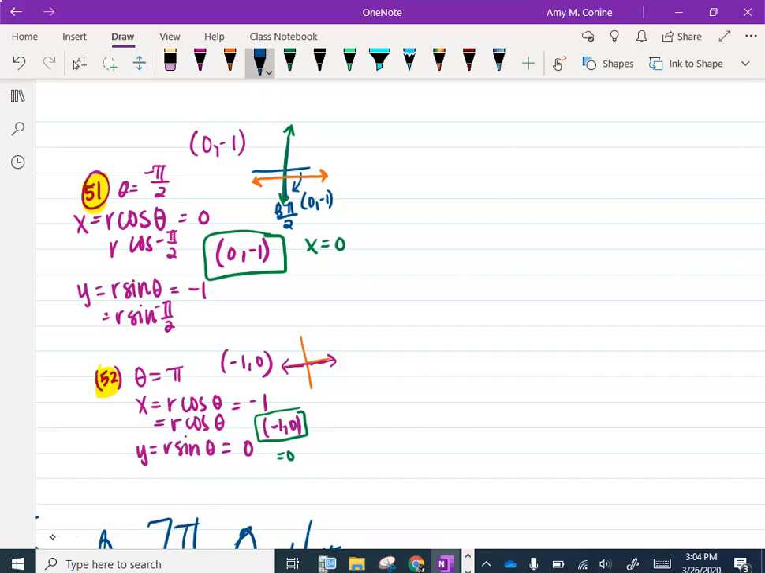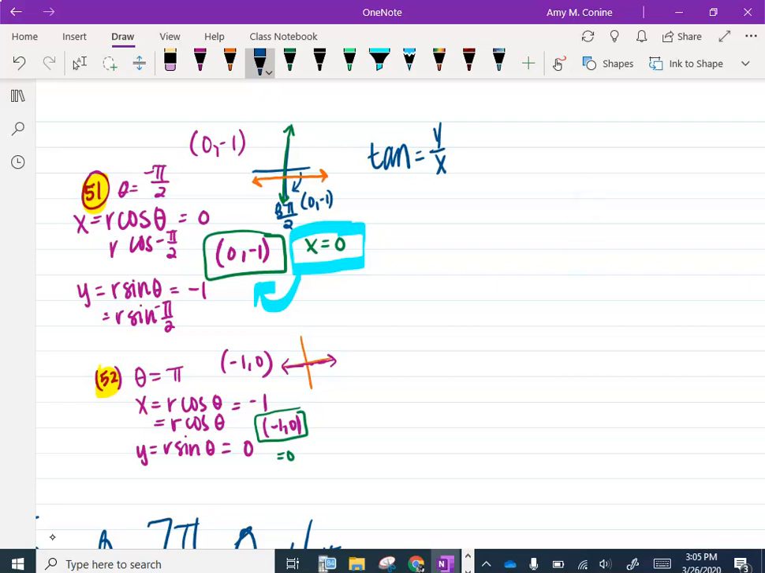All right, so for 51, the actual answer is x equals 0. And I had said that 0, -1 was fine, and that totally is. But because you're trying to find an equation, x equals 0 is the equation for it, and I'm going to show you why. All right, so when you do tangent, tangent of your angle is y over x, okay?